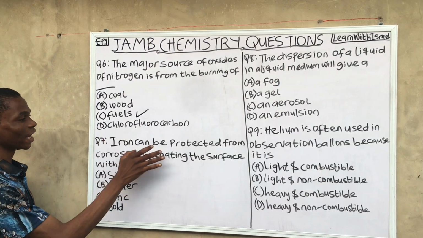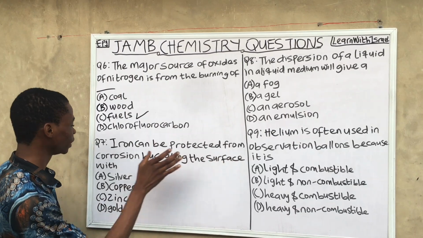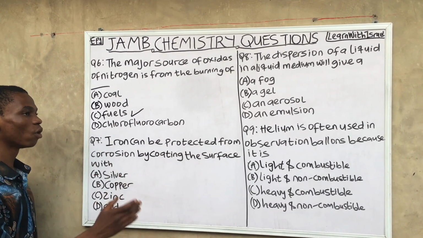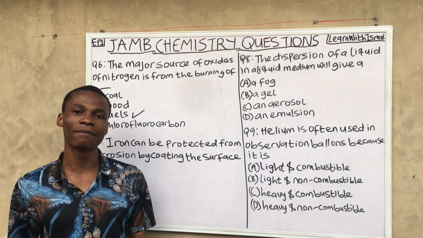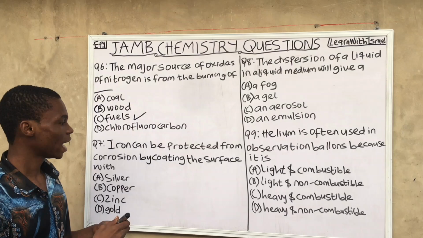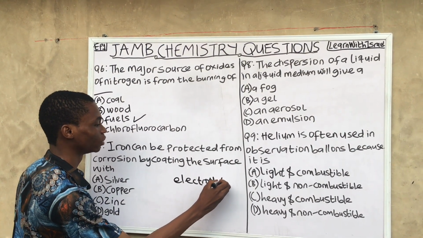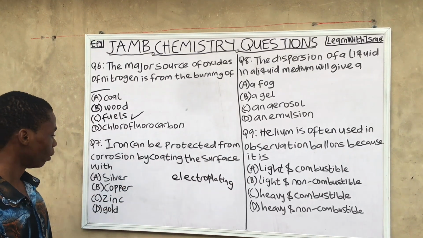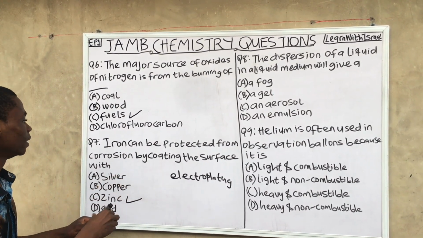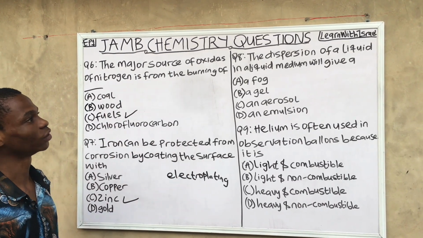Question 7. Iron can be protected from corrosion by coating the surface with A. Silver, B. Copper, C. Zinc, D. Gold. So zinc is a sacrificial metal used during galvanization, and that process is called electroplating. So zinc is the correct answer. Iron can be protected from corrosion by coating the surface with zinc. Let's move to question 8.